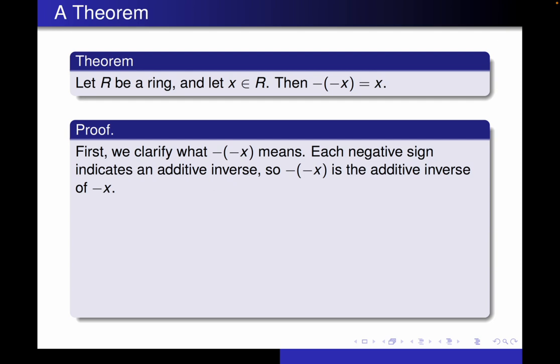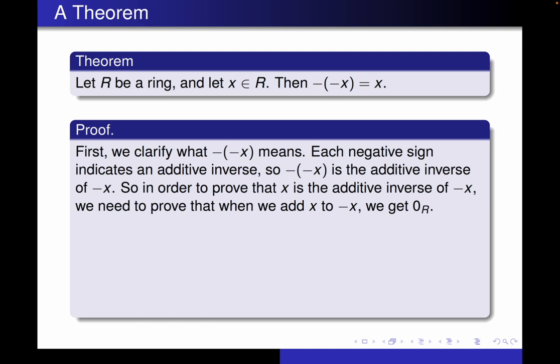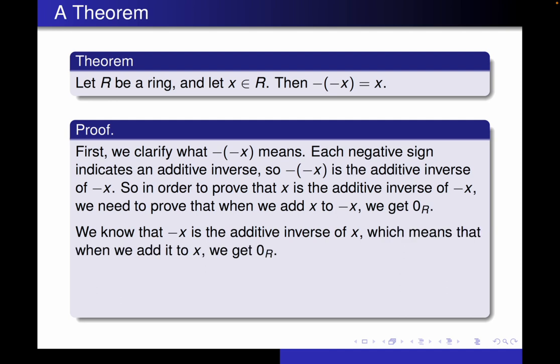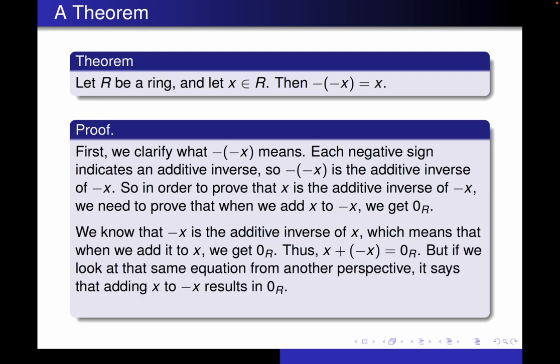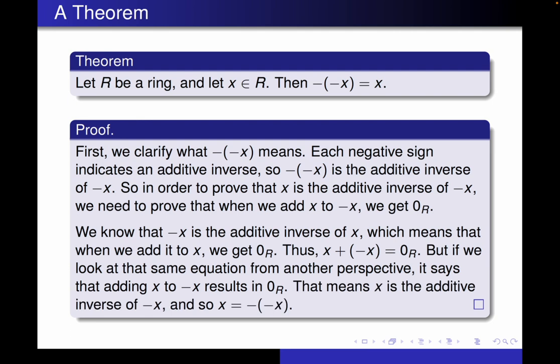But what the additive inverse of negative X means is that whatever it is, when we add it to negative X, we should get 0. So in order to prove that X is the additive inverse of negative X, which is what we're proving, we need to prove that when we add X to negative X, we get 0. So we know negative X is the additive inverse of X. By the definition of additive inverse, that means that when we add it to X, we get 0. So X plus negative X equals 0. But if we look at that from another perspective, it says when we add X to negative X, we also get 0, which means that X is the additive inverse of negative X. So since X is the additive inverse of negative X, that means X is equal to negative negative X.